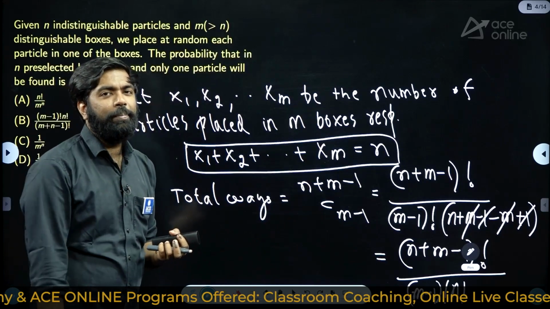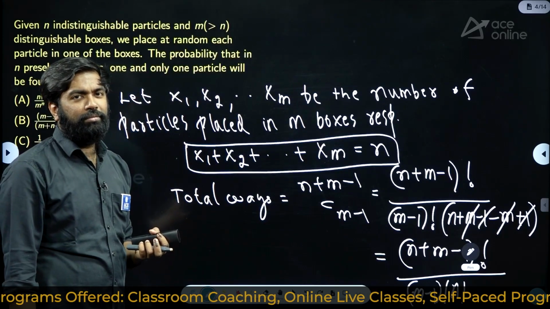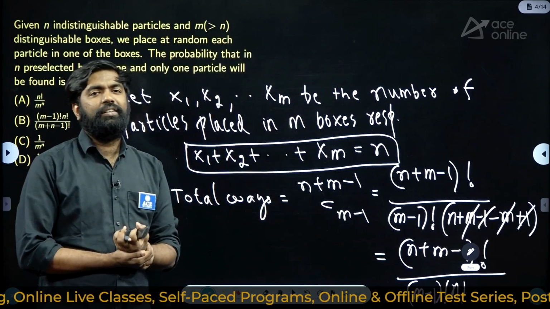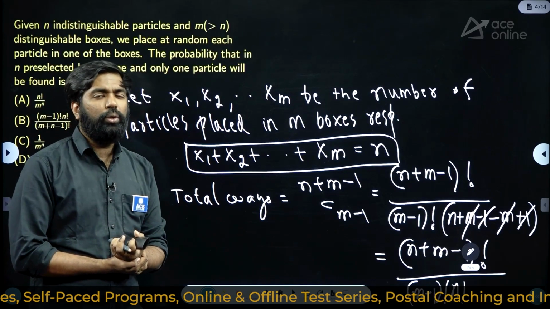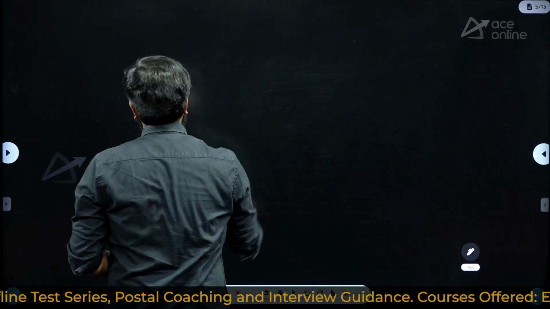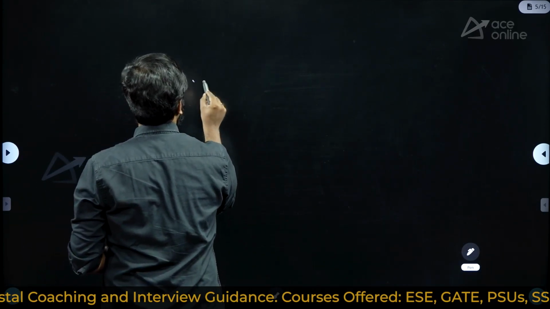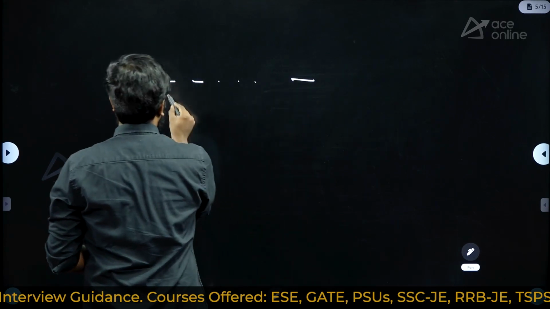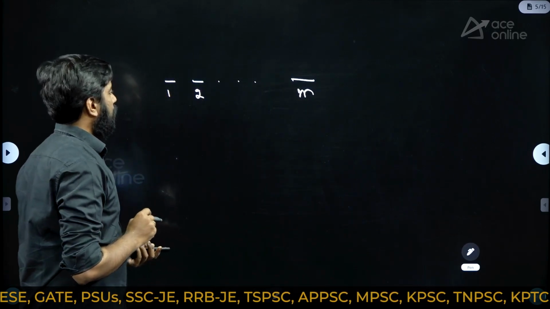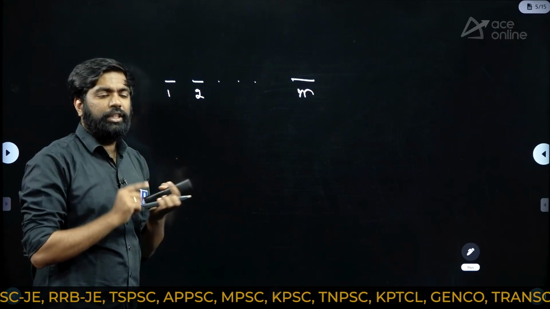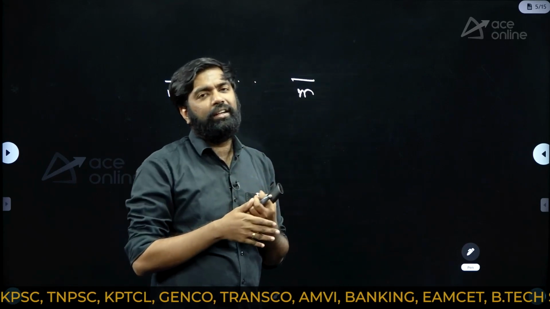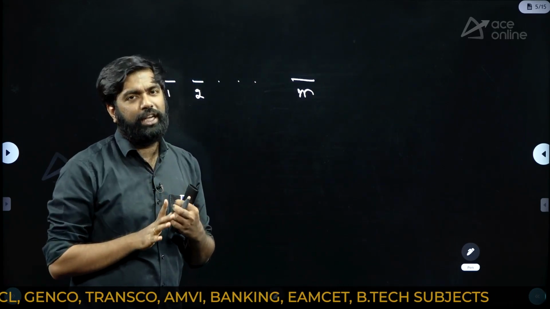Now we need the favorable cases. If you can comment on the favorable cases, the answer is favorable cases by total number of cases. So how do you comment about the favorable cases? Let's write the boxes 1, 2 so on up to m. There are m boxes. He says if you select n boxes, in each box there must be exactly one element. So in how many ways will you have that? You will have exactly one way of doing that.